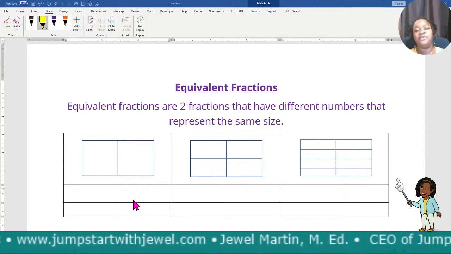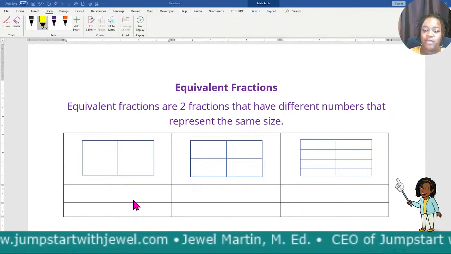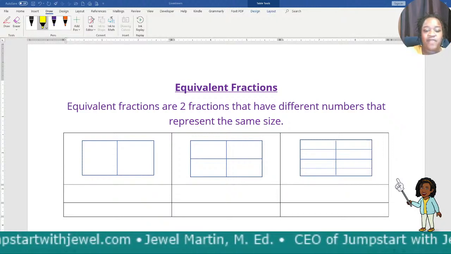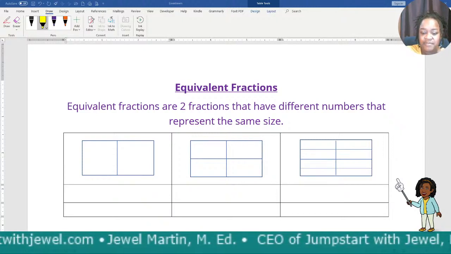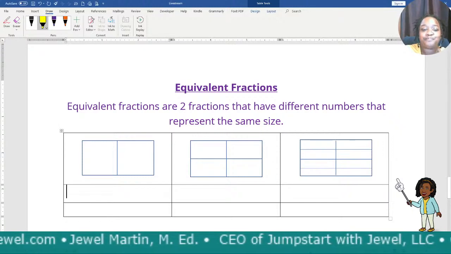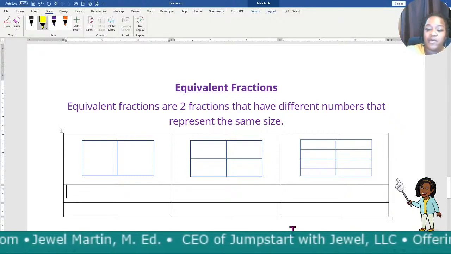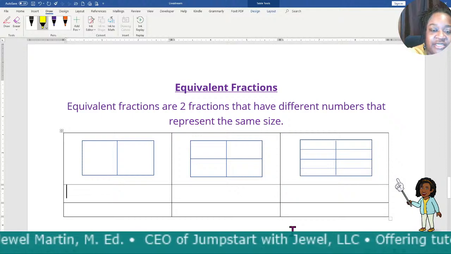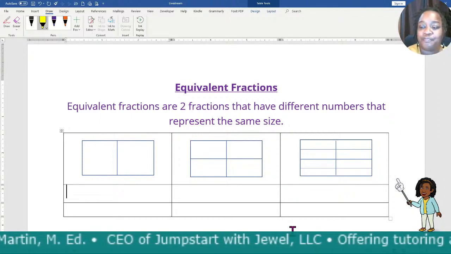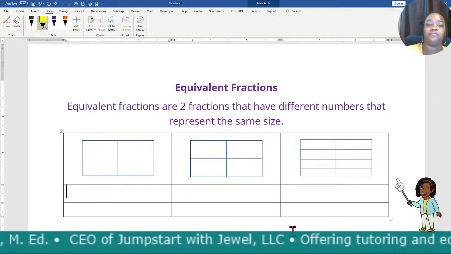And there's been some confusion about this as well. Equivalent fractions are basically fractions. Let me pull up my other screen. There we go. So equivalent fractions are just fractions that are, there we go.